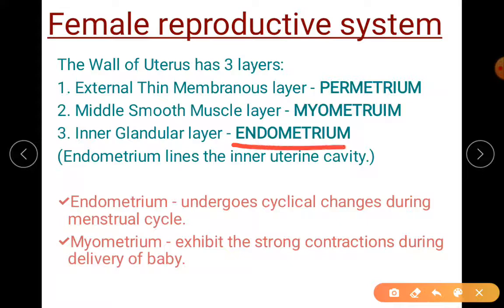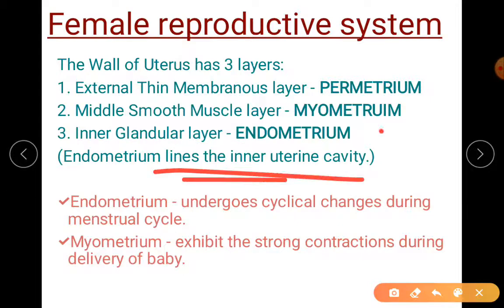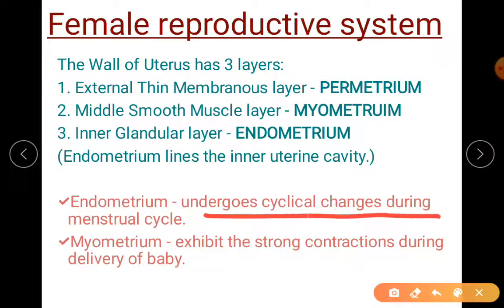Then the innermost layer is the endometrium, which is glandular. When I say glandular, every month it keeps proliferating. Proliferation means it will again divide and grow back into a new layer. That is why this endometrium is able to proliferate, and it lines the inner uterine cavity. That is why we get the monthly cycles, the shedding of the endometrium. So this is what they have told: the endometrium undergoes cyclic changes during the menstrual cycle.